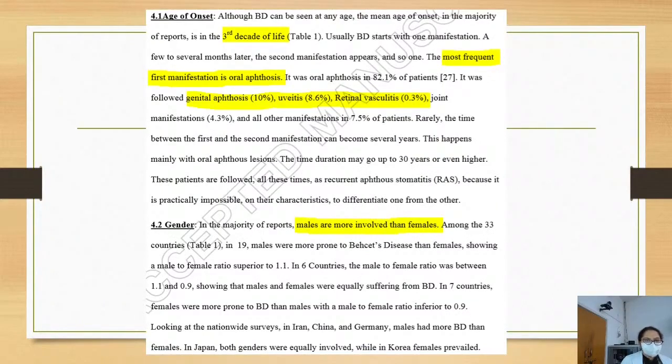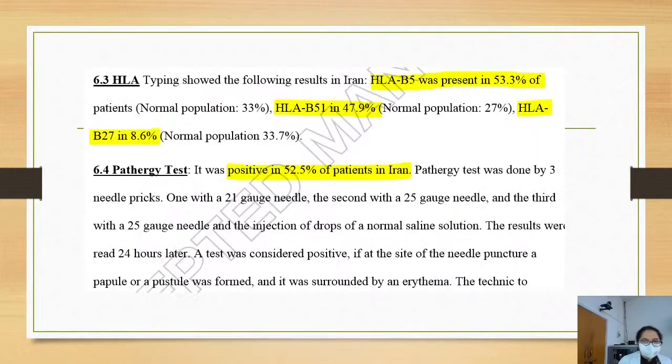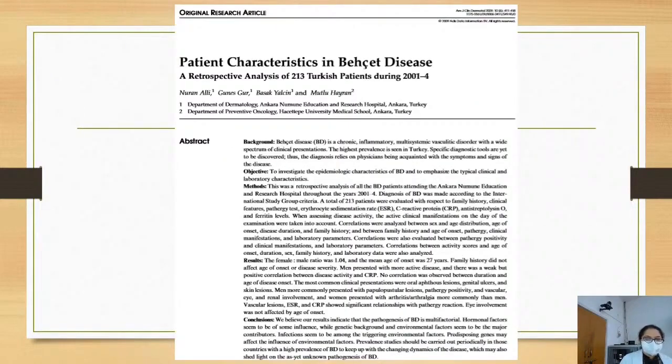Coming to age of onset, it's mostly seen in the 3rd decade of life, and the most frequent first manifestation is oral aphthous ulcer. Males are more involved than females. Coming to the HLA profile, HLA-B5 is present in 53.3% of patients and B51 in 47.9%, followed by B27 in 8.6%. The pathergy test was positive in 52.5% of patients in Iran.